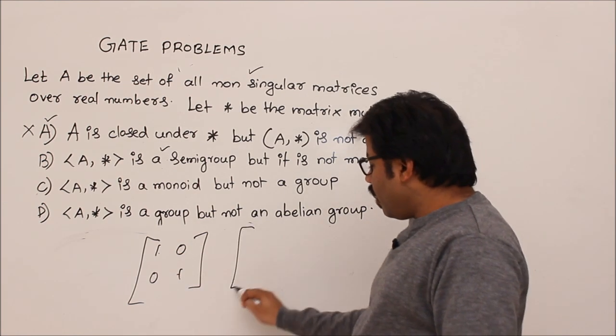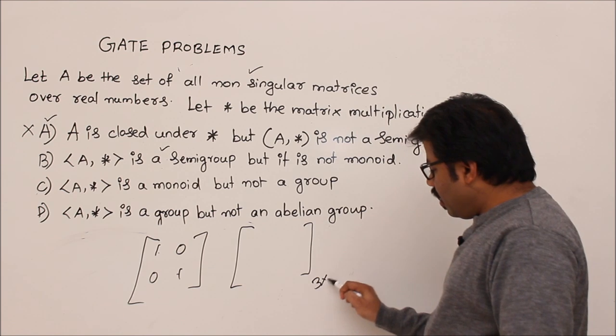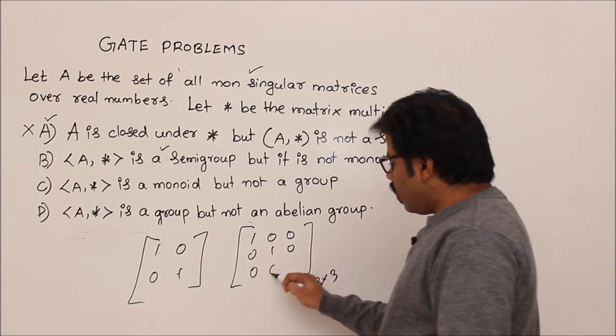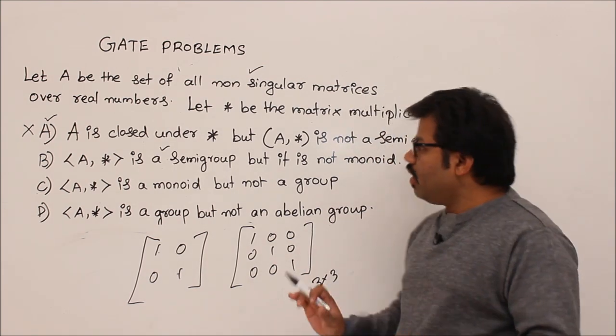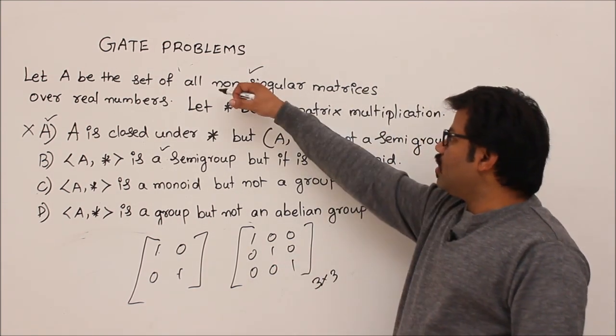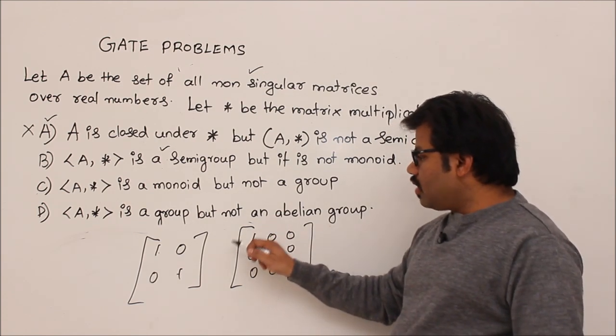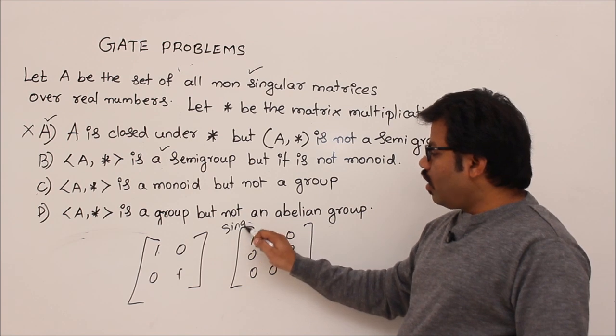And remember, sir, what about 3 by 3? In 3 by 3, what is the identity element? [[1,0,0],[0,1,0],[0,0,1]]. Now my question, sir, directly: what if it does not belong to this set of non-singular matrices? If it is not a non-singular matrix, that means if it is singular, then what happens?